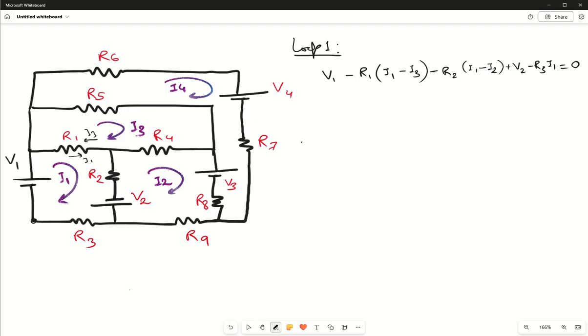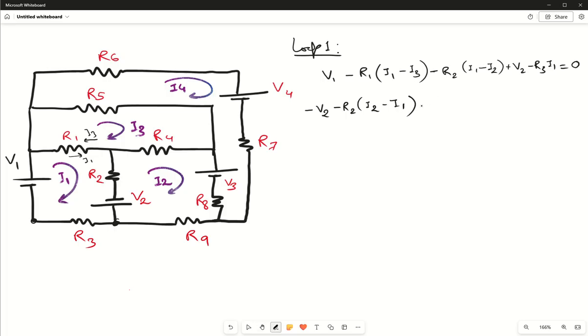Okay, so now next is for loop 2. So for loop 2 it will be, so let us start from this point and again reach back here. So now V2 is negative because we are moving from positive to negative value, more negative potential, right? So it will be minus of V2, then again minus of R2. This time it will be I2 minus I1, right?